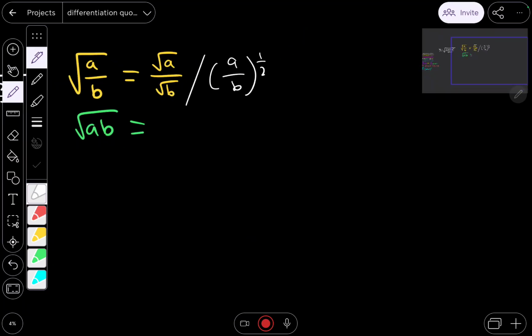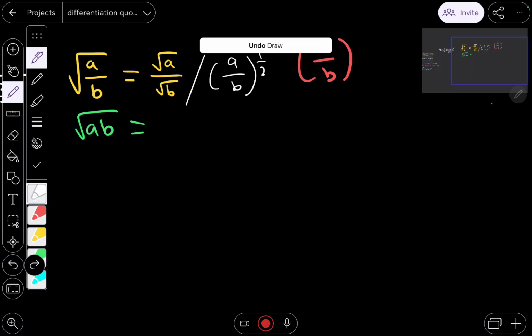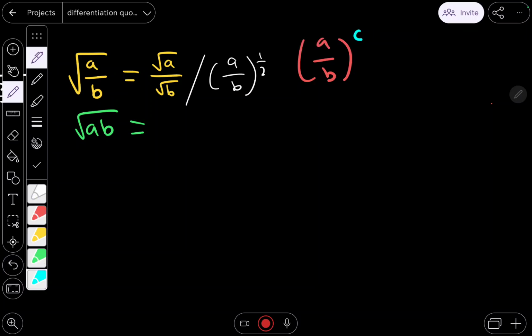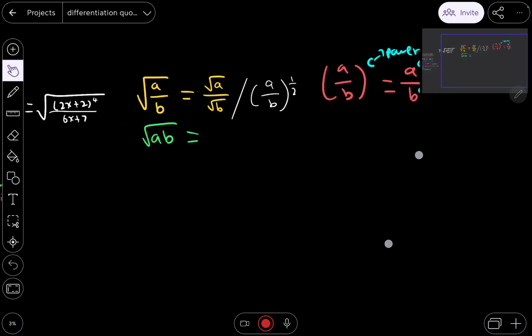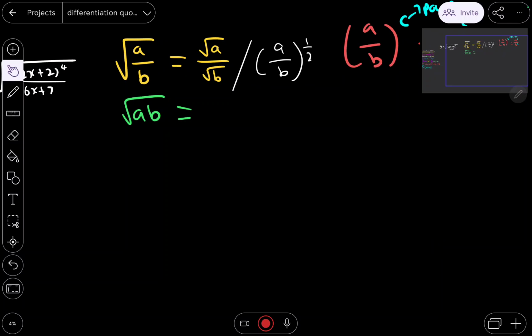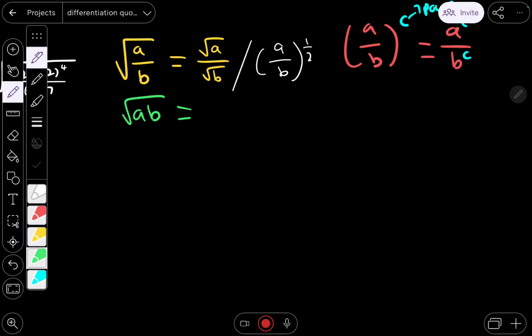And you might have seen this rule in indices, (a over b) to the power c, which I'll write in a different color. This equals a to the power c over b to the power c. So the c, take note, is at the power. Now we might have thought of the times rule also, in green here.